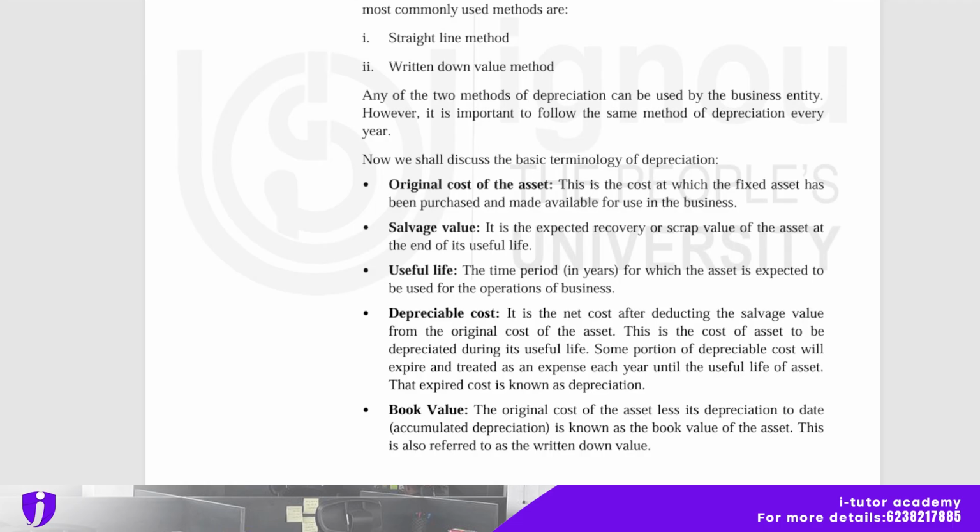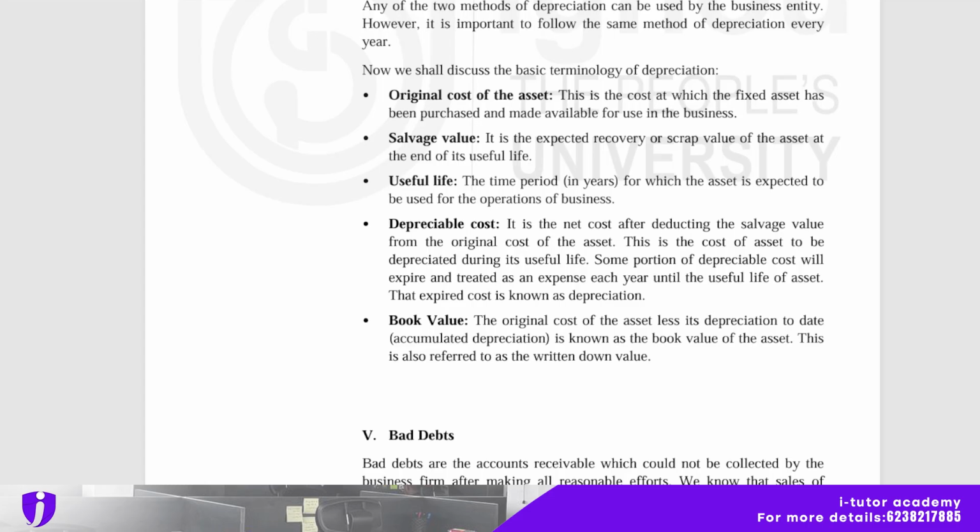Original cost of the asset: this is the cost at which the fixed asset has been purchased and made available for use in the business. Salvage value: it is the expected recovery or scrap value of the asset at the end of its useful life.